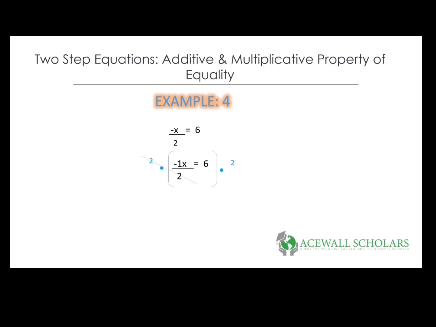We'll be left with negative 1x equals 12. Now, we want to get x by itself, but it's not by itself yet because it has that negative 1 in front. So we're going to divide by negative 1 on both sides. Our answer is now x equals negative 12.